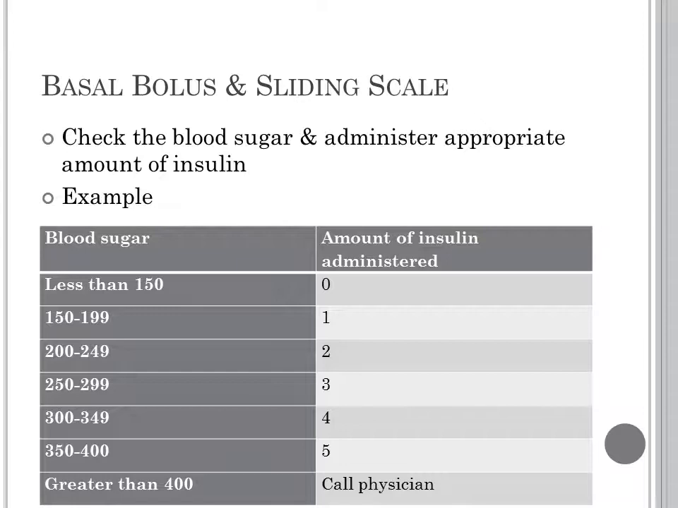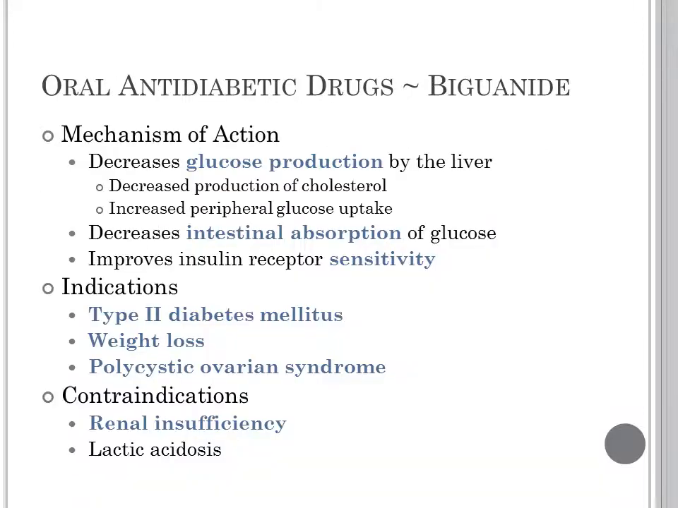You check the blood sugar, and then whatever that number is will determine how many units of insulin you administer. And to be a good nurse, you're not going to go off your memory because stuff changes. You will always want to check just to make sure you're giving the right amount of insulin. But that's what the sliding scale insulin is kind of all about. So that concludes the insulin component of this lecture.